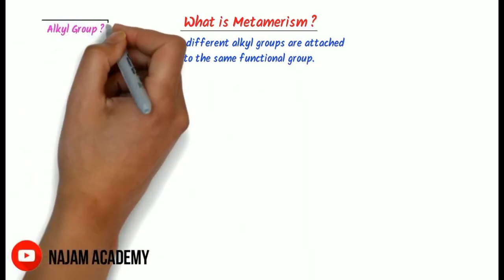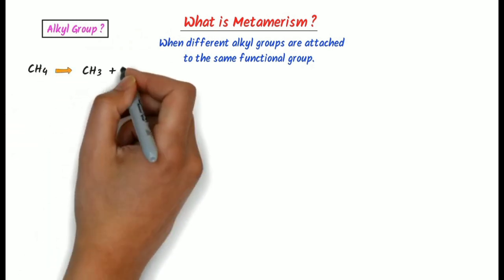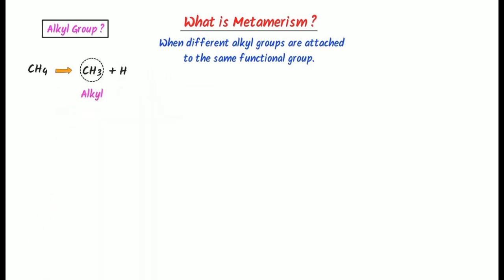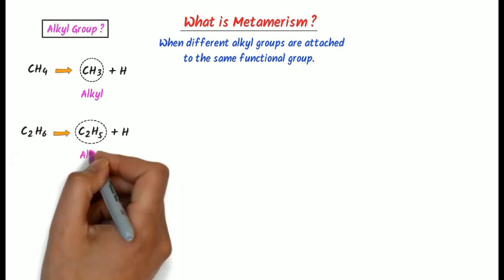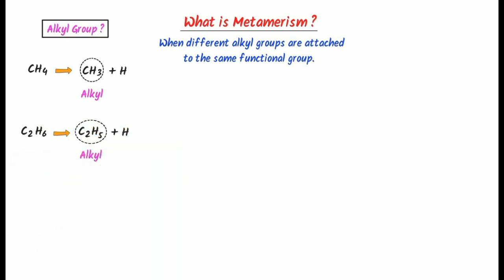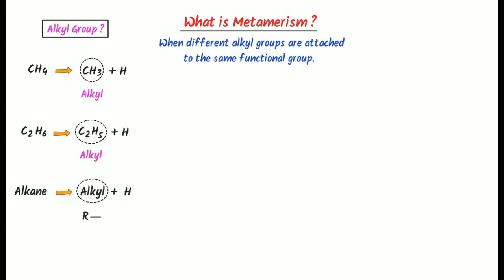Now what is an alkyl group? Consider methane, CH4. When methane loses one hydrogen, this CH3 is known as methyl or alkyl. Similarly, when ethane loses one hydrogen, this C2H5 is called ethyl. Thus remember that when an alkane loses one hydrogen, it is known as alkyl and it is represented by R dash.